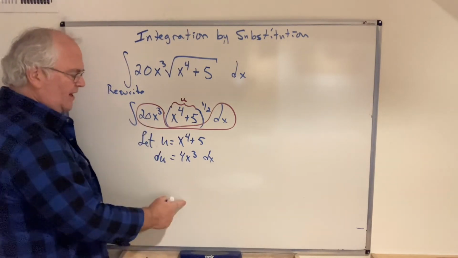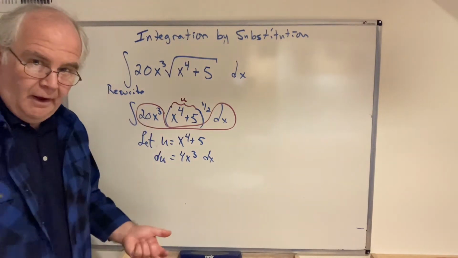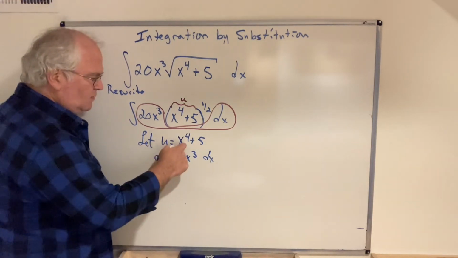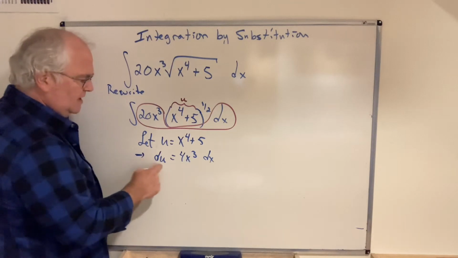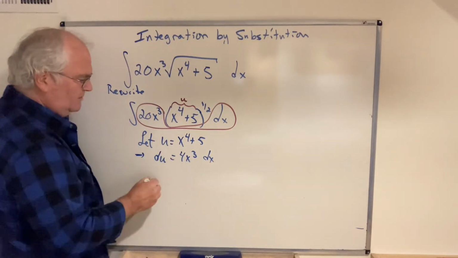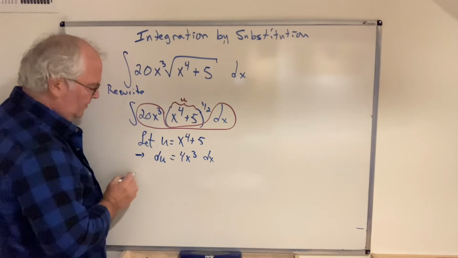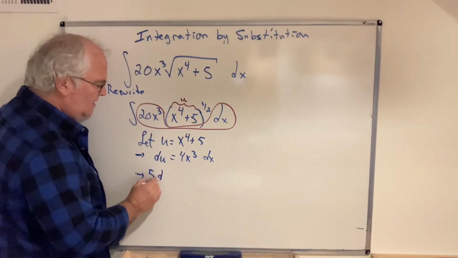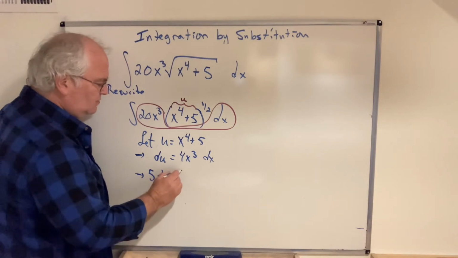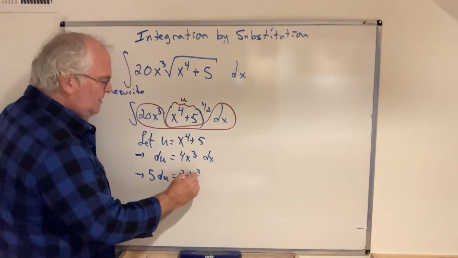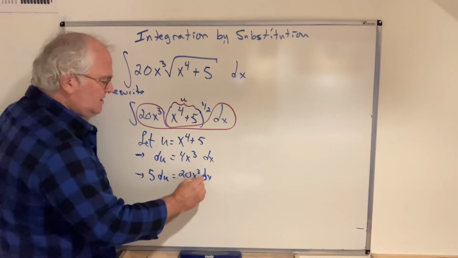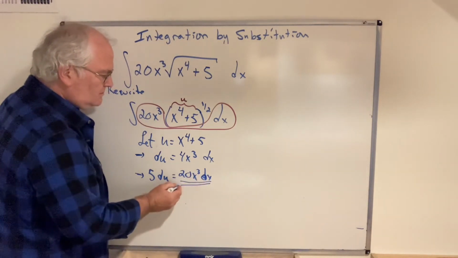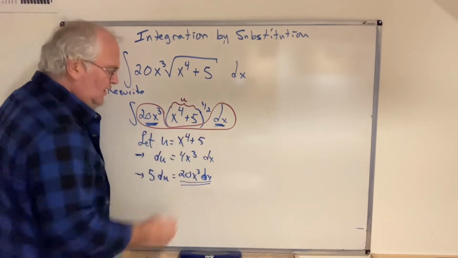What multiplier do you need? Duh, the multiplier is 5. So let u equal x squared plus 5. That implies that du is equal to this expression, but we don't want that expression. We want to multiply both sides by 5. So this implies that 5 du is equal to 20 x to the third dx. And now what we have here is precisely the leftover bits.